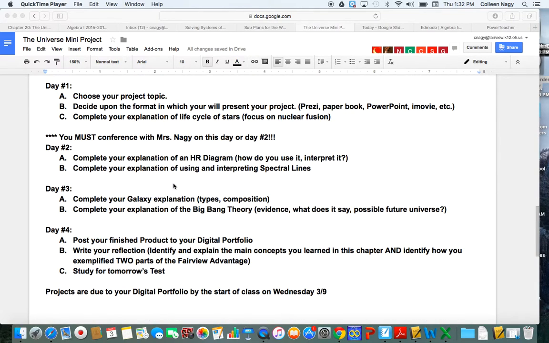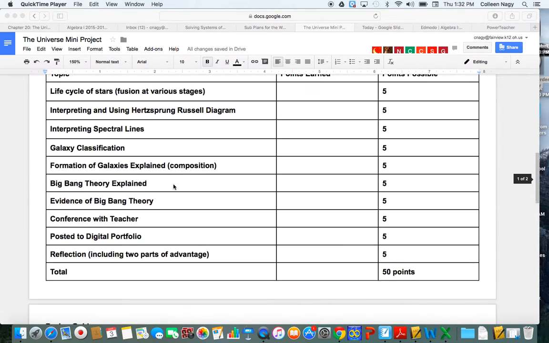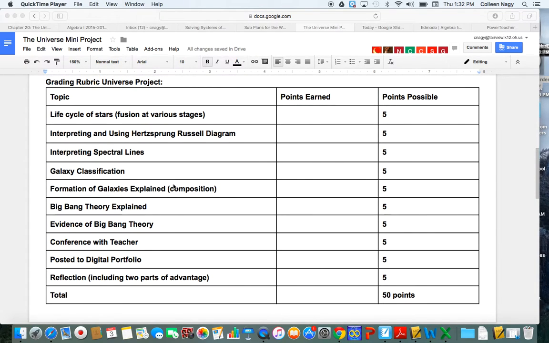These projects are going to be due next Wednesday in class. And also on that day, you're going to have a test over the universe. So this project is to help you prepare for that test. Remember that with these topics, you don't need to explain every single thing we talked about. You just need to relate them to whatever it is you choose to do.